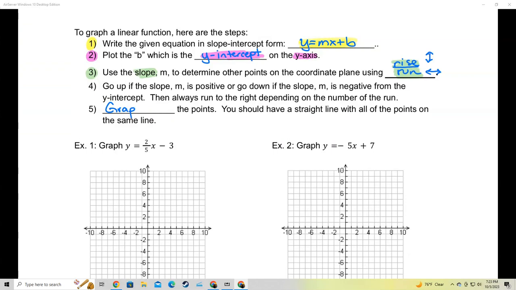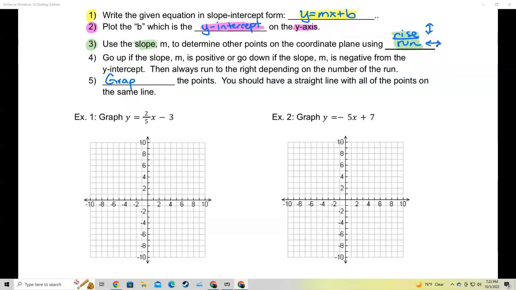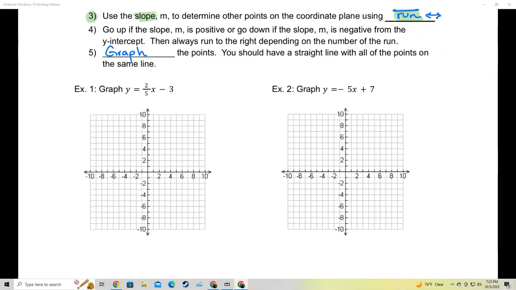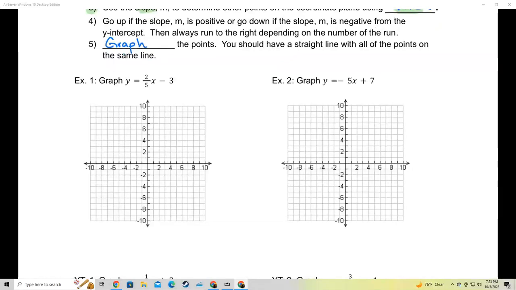All right, let's go ahead and graph these. Sorry, I don't know how I lost that H. Let's go ahead and graph these. I'm going to graph y equals 2/5 x minus 3. Step number 1, I'm going to put it in y equals mx plus b form. It's already there. Step number 1 is done.